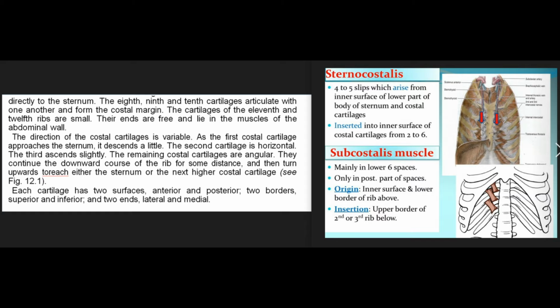The direction of the costal cartilages is variable. As the first costal cartilage approaches the sternum, it descends a little. The second cartilage is horizontal. The third ascends slightly. The remaining costal cartilages are angular. They continue the downward course of the rib for some distance, and then turn upwards toward either the sternum or the next higher costal cartilage. Each cartilage has 2 surfaces, anterior and posterior, 2 borders, superior and inferior, and 2 ends, lateral and medial.